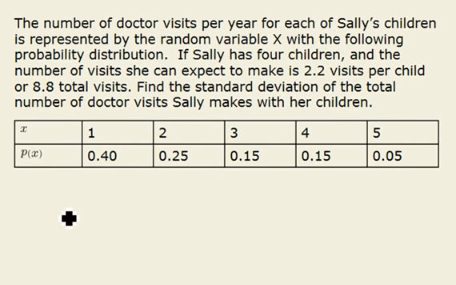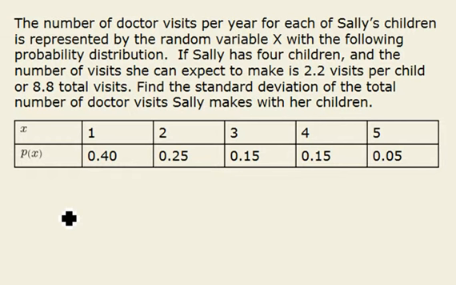The number of doctor visits per year for each of Sally's children is represented by the random variable x, and we have the probability distribution for it. If Sally has 4 children, and the number of visits she can expect to make is 2.2 visits per child, or a total of 8.8 visits, we want to know what's the standard deviation for the total number of doctor visits that she makes with her children.